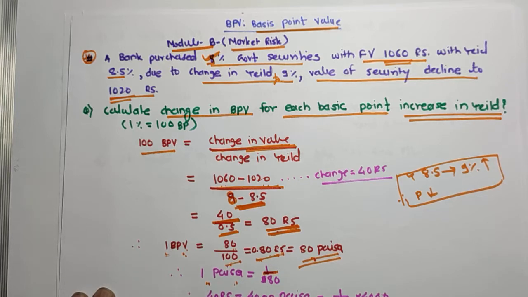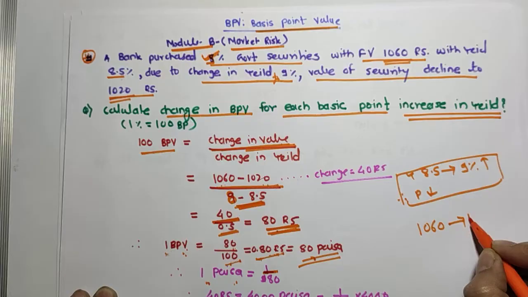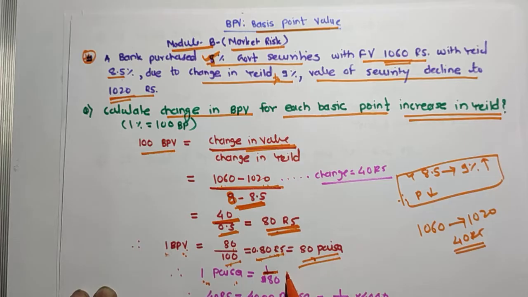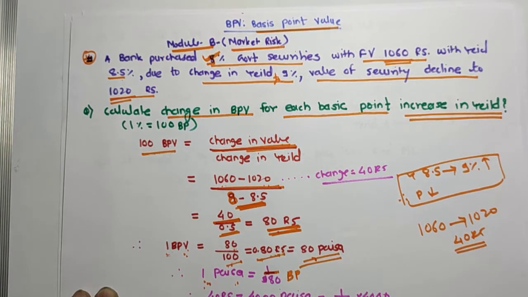So what we have to calculate is for 40 rupees. How? See, the price has changed from 1060 to 1020, that means by 40 rupees the price has changed, right? So just multiply by 40 rupees. For 1 paisa it is 1 upon 80 basis point change. 40 rupees is nothing but 4000 paisa, right? And for 1 paisa it is 1 upon 80, so for 4000 paisa, just multiply by 1 upon 80, and you will get 50 basis points.